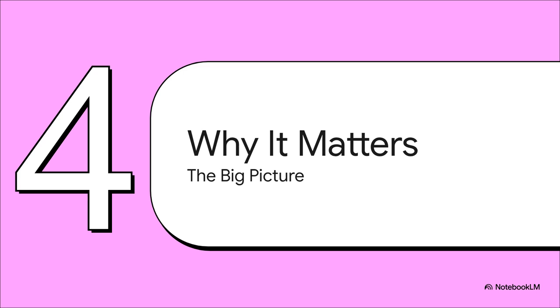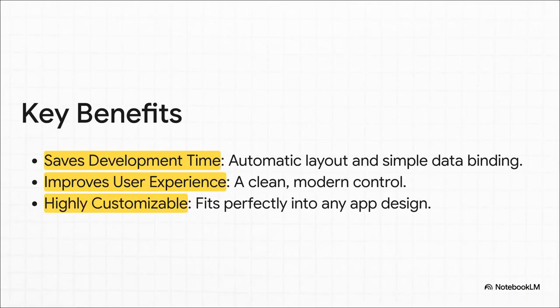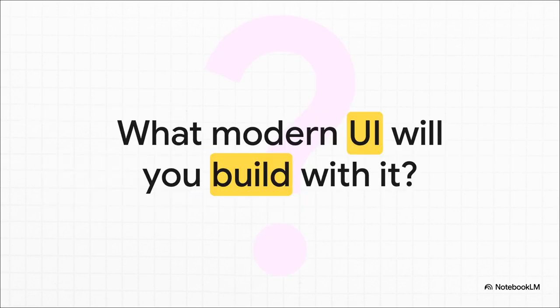All right, so after seeing all that, what's the big picture here? Why should this component actually be in your toolkit? Let's just quickly wrap up with the key benefits. To sum it all up, first, it saves a massive amount of development time. That responsive layout and simple data binding are huge. Second, it just provides a clean, modern user experience that is way better than old-school controls. And third, as we just saw, it's highly customizable, which means it can fit perfectly into any app design you can dream up. It's really the complete package, form and function.